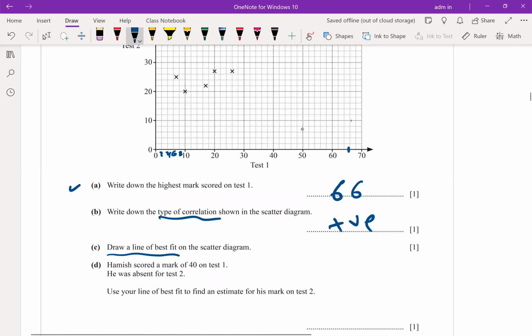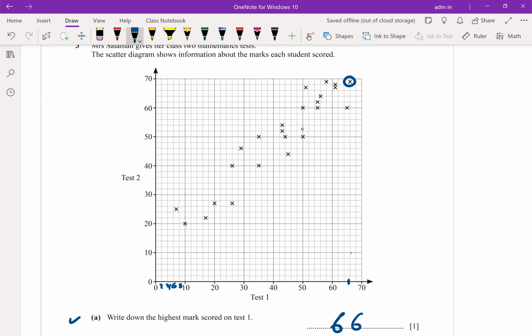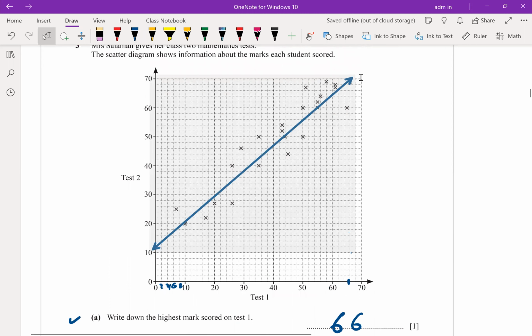Draw a line of best fit. To draw a line of best fit, there is no specific rule. I just need to draw a straight line between the points like this. Approximately the number of points above the line is the same as below. You can shift it like this. Correct. Draw the line passing through some points. There are some points above the line and some points below the line.